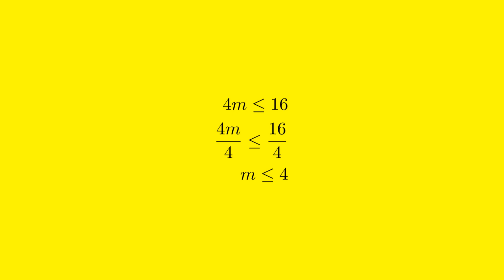This means that m can be any number less than or equal to 4. To express this solution in interval notation, we indicate all numbers from negative infinity to 4, including 4 itself. The interval notation for this solution is negative infinity to 4 with 4 included.